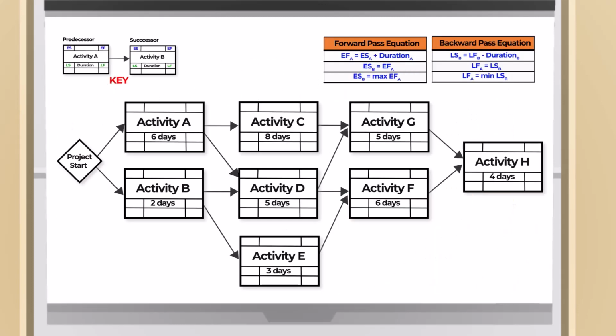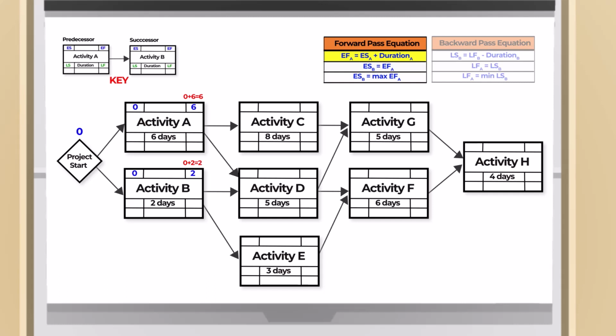Let's solve the forward pass calculations. Let's start with 0 in project start milestone. On activity A, early start will be 0. Activity A, early finish, will be the early start, 0, plus the duration 6, equals 6. On activity B, early start will be 0. Activity B, early finish, will be the early start, 0, plus the duration 2, equals 2.